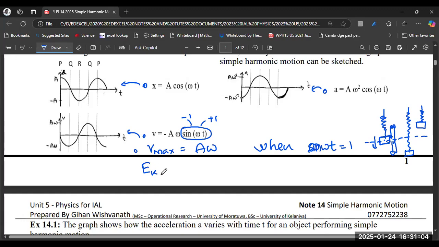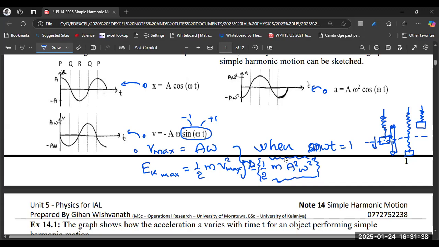So we will find the maximum kinetic energy, which is equal to half m v max squared, which is found from A omega. So that is half m A squared omega squared. This is not a standard equation, so don't use it directly. But you can write these two equations and obtain it and use it. There is a possibility like that.